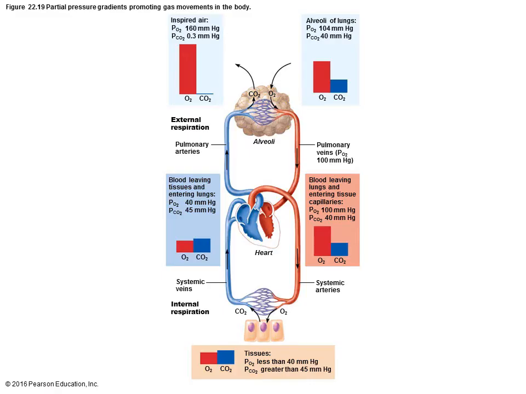exhale it. And this diagram or picture is showing, once again, differences. If you look in the upper left, inspired air, see how large that red bar on the graph is? That's for oxygen. And if you compare it over on the upper right, because this is a comparison in those alveolar sacs, the red bar is less.